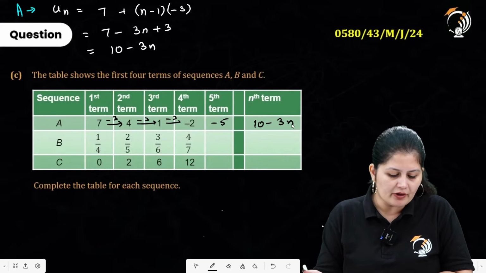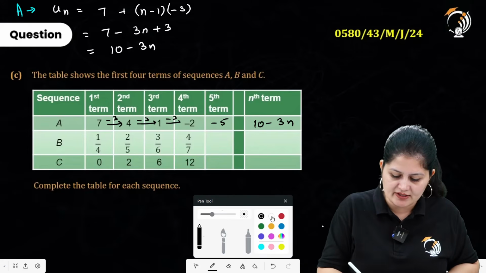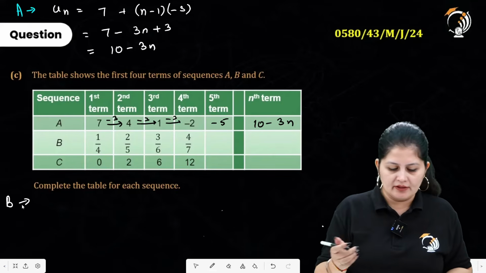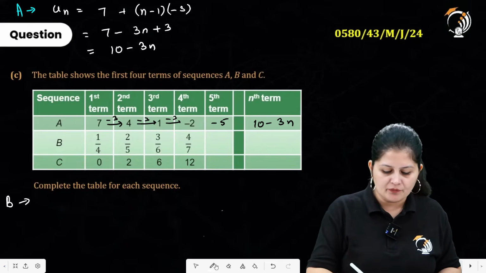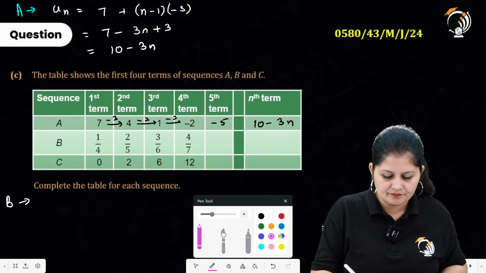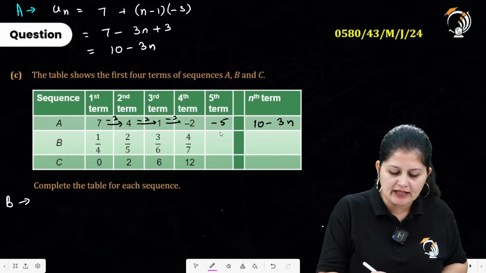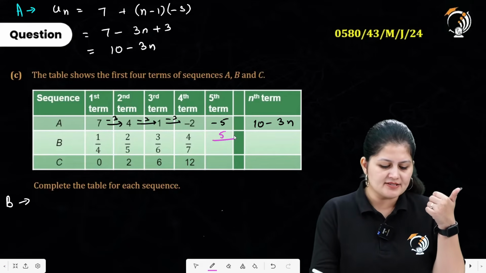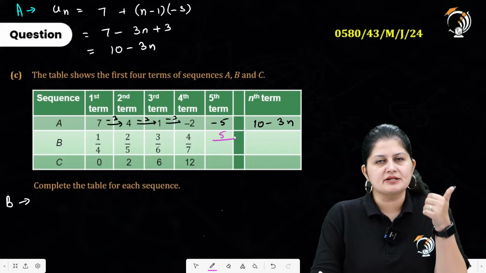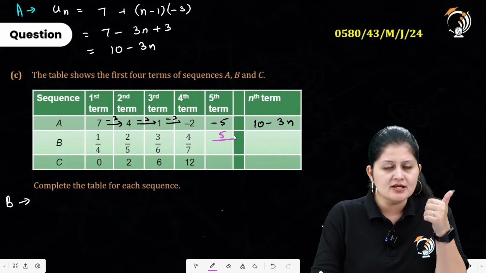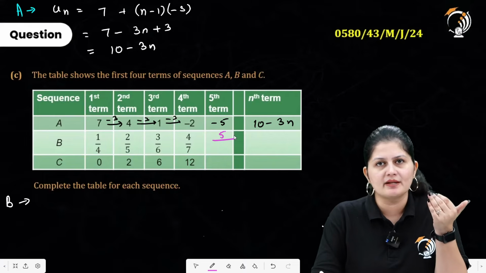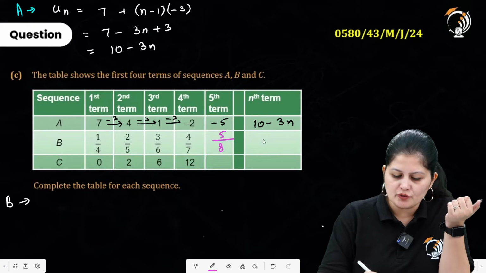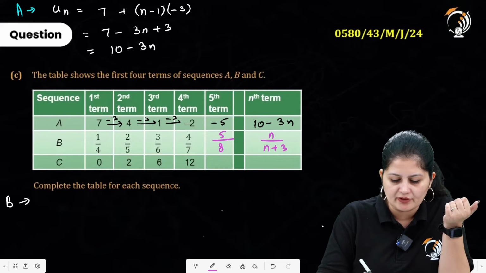Now moving further, the second pattern, B. I'm just solving the B pattern here. It says 1, 2, 3, 4 in the numerator, and 4, 5, 6, 7 in the denominator. So clearly the fifth term will have a 5 in the numerator. If I talk about the denominator, when n is equal to 1, the denominator is n plus 3. When n is equal to 2, again the denominator is 2 plus 3, then 3 plus 3, then 4 plus 3. So for the fifth term that is 5 plus 3, which is equal to 8. So here it is going to be n over n plus 3. Clear?